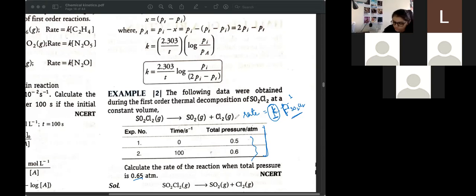Yes, but one thing you need to be careful about is this is the total pressure. This is not specifically the pressure of SO2Cl2. But I can still do R1 by R2, right? How? Do you have that information? Eventually you need to do R0 by R2, but you need to correctly identify what the values of R1 and R2 are. That's the key in this particular question. That's where the twist is. Okay. So calculate the rate of the reaction when the total pressure is 0.65 atm.